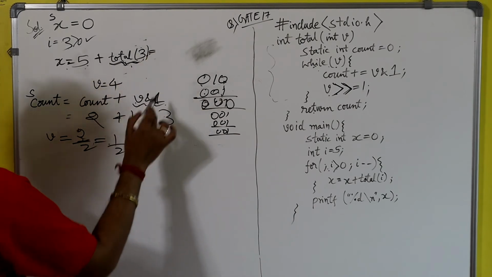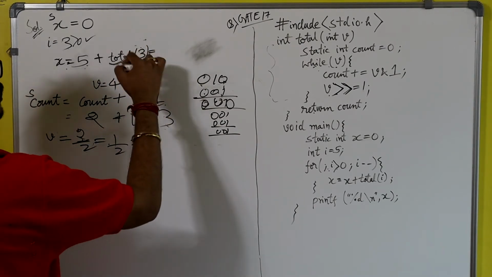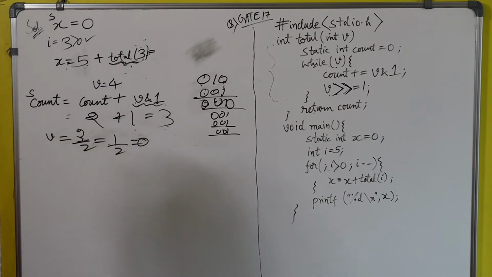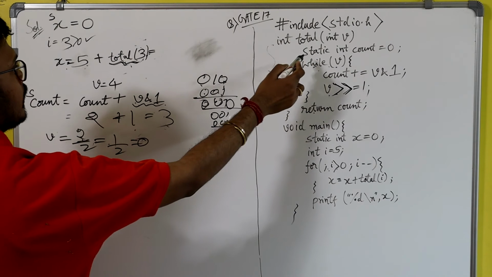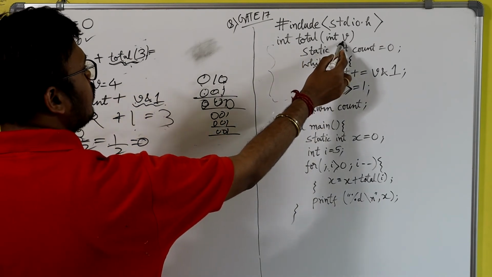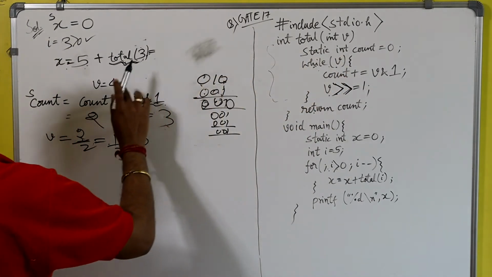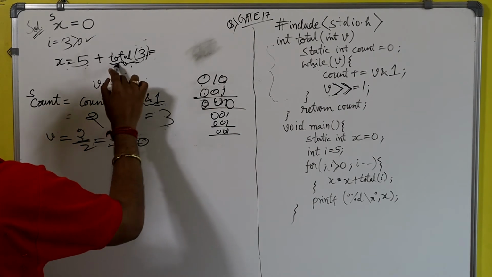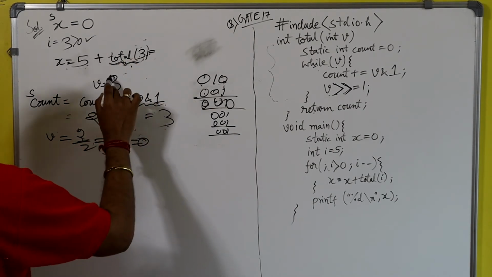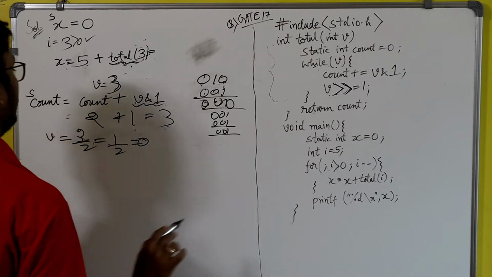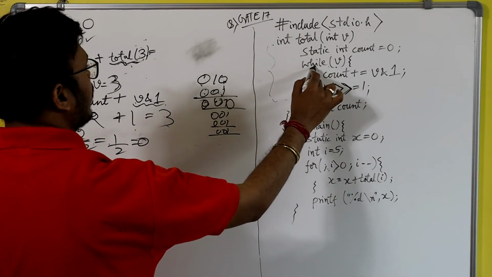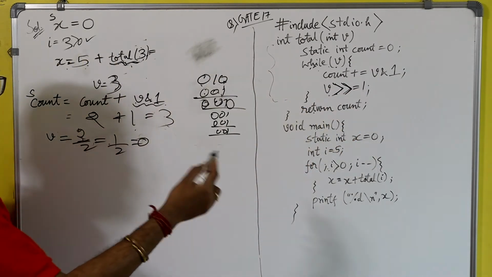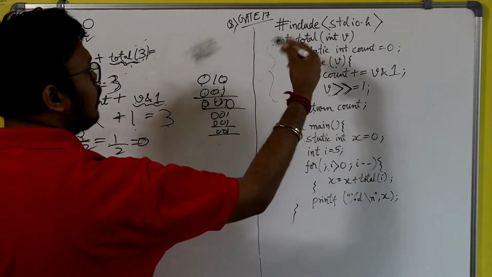So now let's again go to the total function. What will be the value of v here? The value of v will be 3, because here I am passing 3 as a parameter. So v will receive 3. So now, while v, it means what? While 3, it's a true statement.